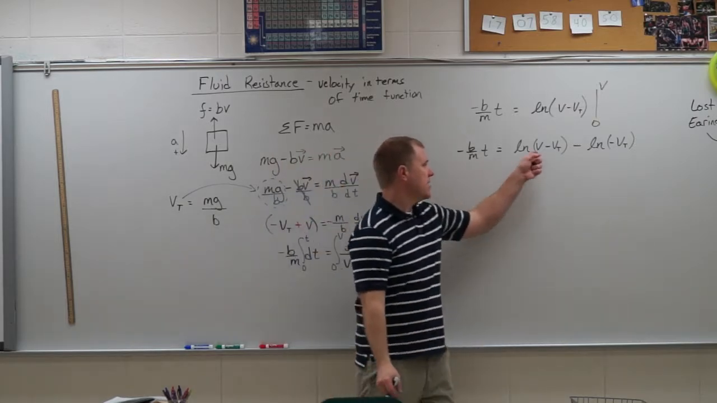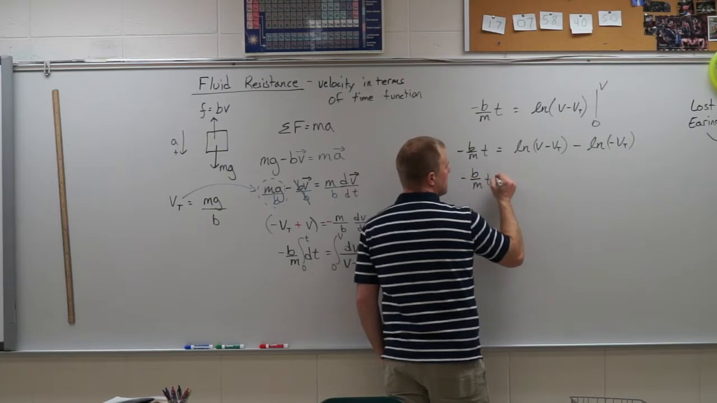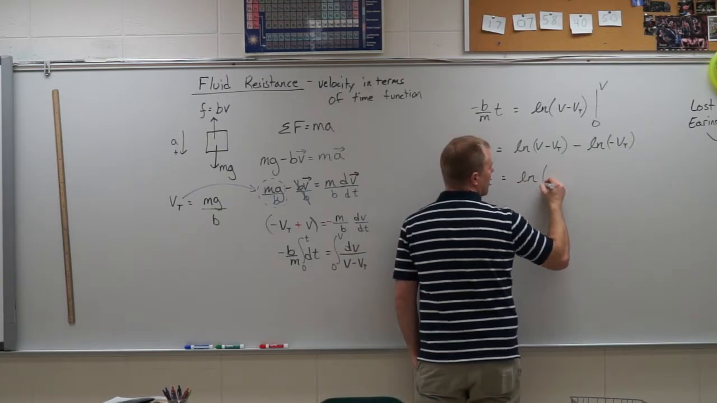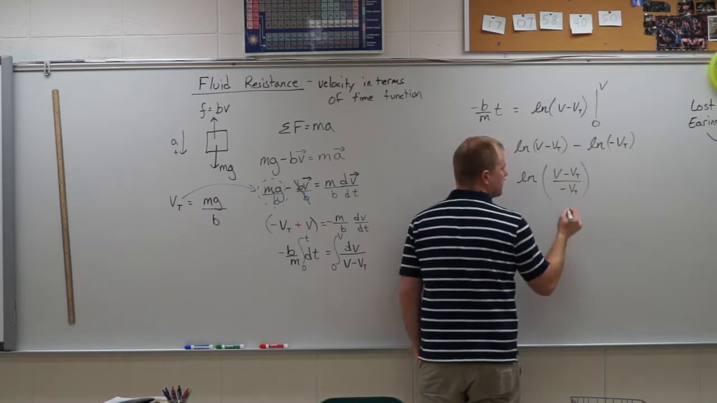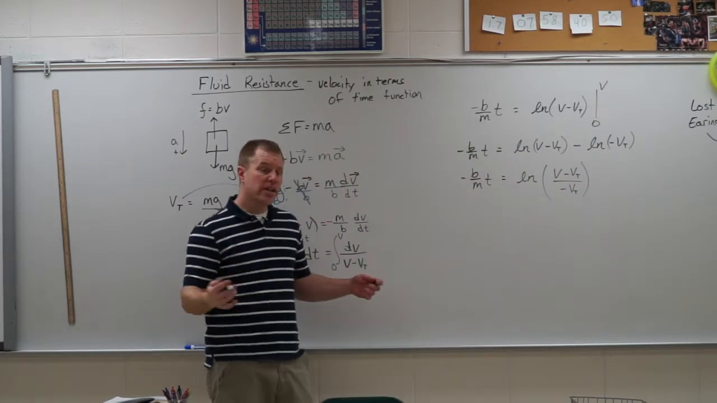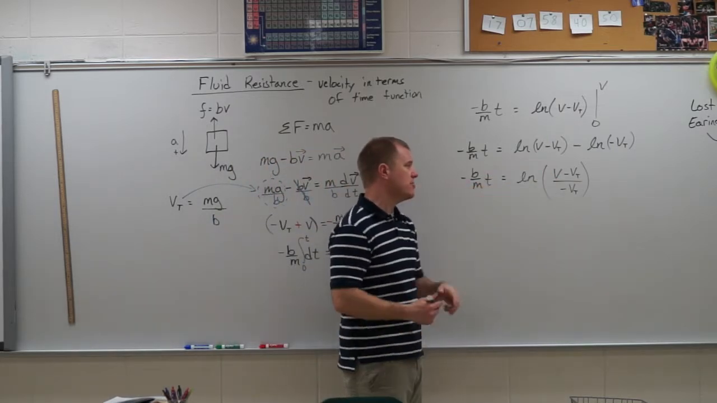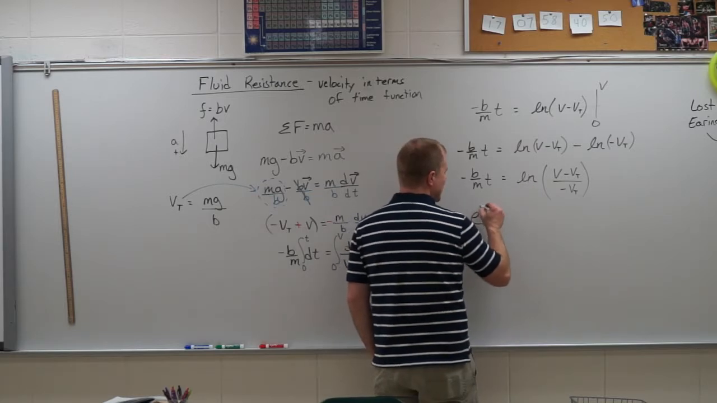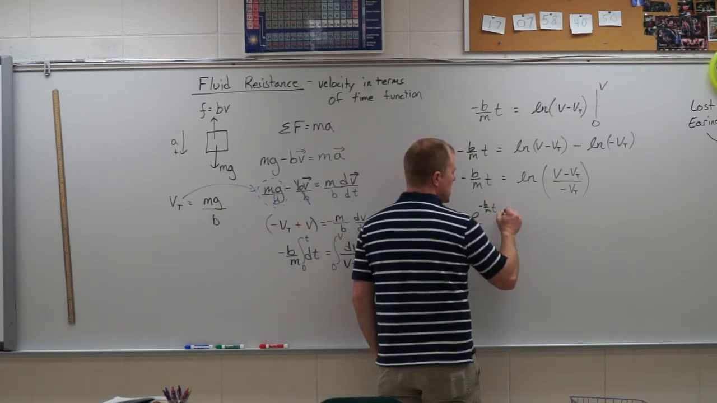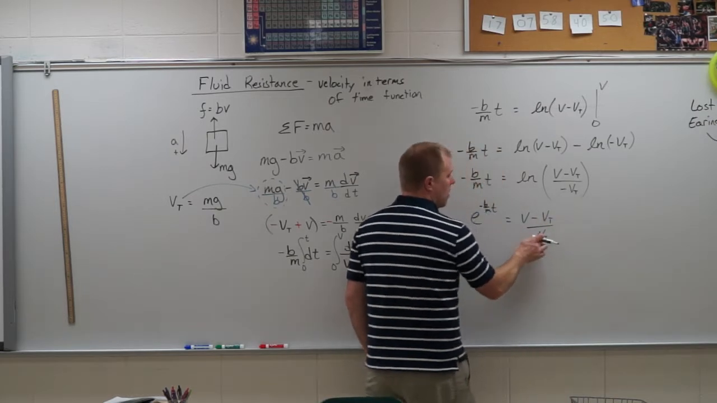Now, I'm subtracting natural logs. That means I can kind of change that around a little bit here. And so I have the natural log of v minus vt over negative vt. Right. My goal here is I want a function of velocity, so I'm on my way to solve for this v. I'm trying to get that v by itself. So I'm going to get rid of the natural log. So I have e to the negative b over m t is equal to v minus vt over negative vt.